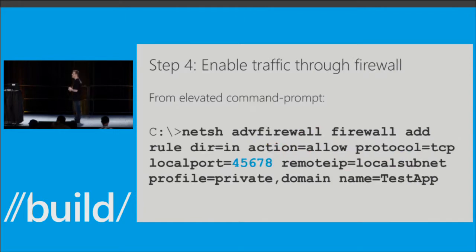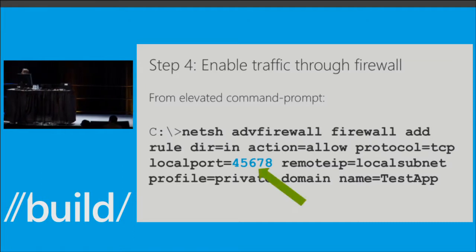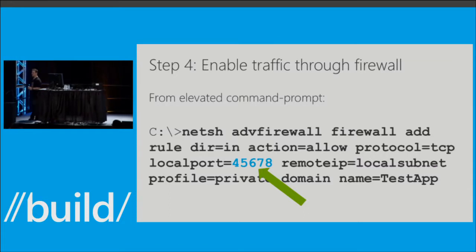And then lastly, another security measure is you have to open up the firewall. So you could do this via the UI, the Windows Firewall Advanced UI, but if you're good on the command line, this is an easier way to do it. Just plug in your local port number, and everything is good.